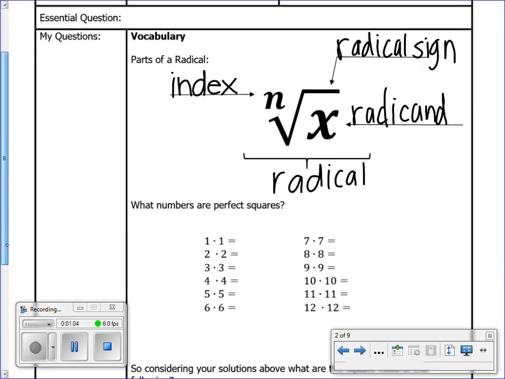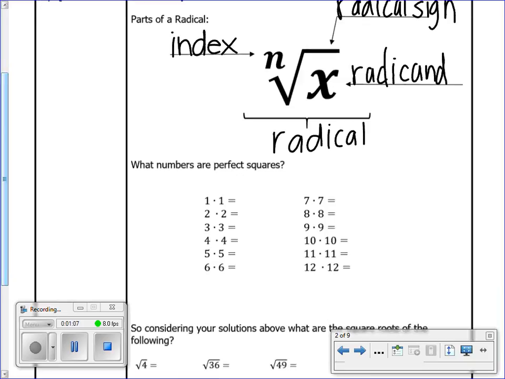What's helpful to know is what numbers are perfect squares. So how do we get these? 1 times 1 is 1, 2 times 2 is 4, 3 times 3 is 9, 4 times 4 is 16, 5 times 5 is 25, 6 times 6 is 36, 7 times 7 is 49, 64, 81, 100, 121, and 144. A number times itself gives a perfect square.